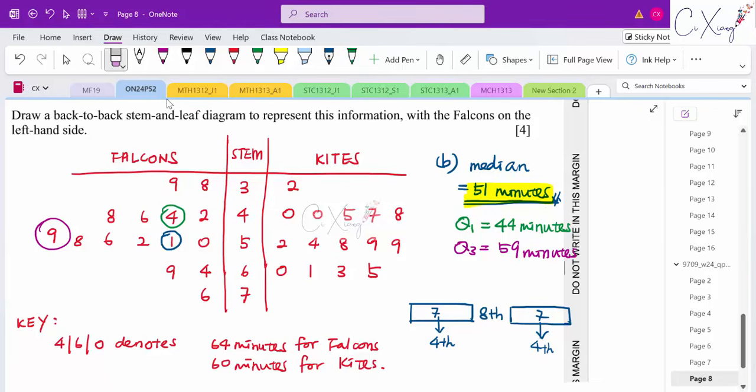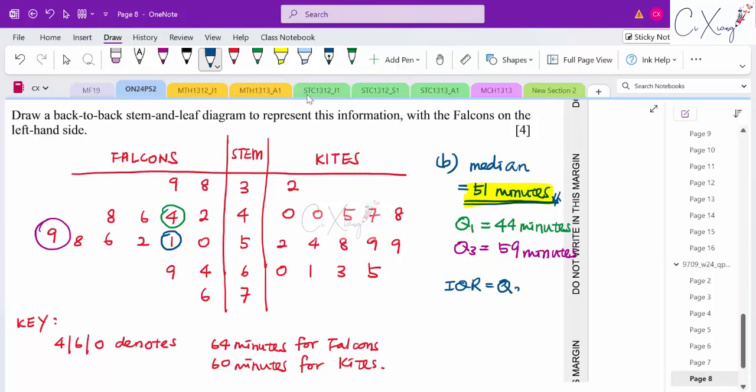And next, they are asking for the interquartile range. To get the interquartile range, you have to take Q3 minus Q1. So what do we have here for Q3 minus Q1? 59 minus 44. And if you didn't make any careless mistake, it should be 15 minutes. So this is what we have for part B. Alright, then let's continue to part C.